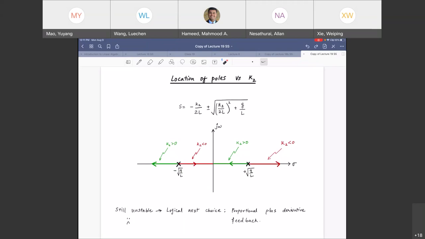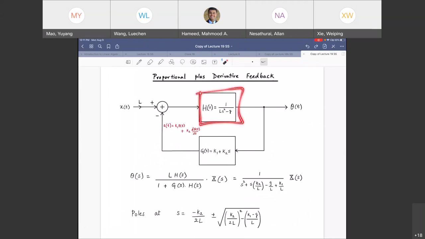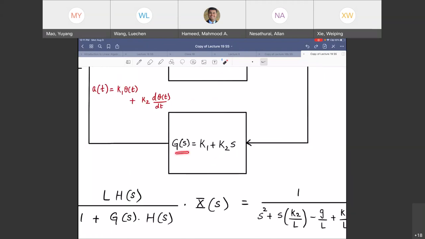What do you have next choice? You did proportional, didn't work. You did derivative, didn't work. Next logical choice, combine them. Proportional plus derivative feedback. How does this look like? Still have the same H of S. Open loop system, it didn't change. But what we changed is the feedback dynamics. So G of S has both proportional and derivative. K1 for proportional feedback and K2S for the derivative feedback. Now I'm changing acceleration based on theta of t as well as rate of change of theta of t.